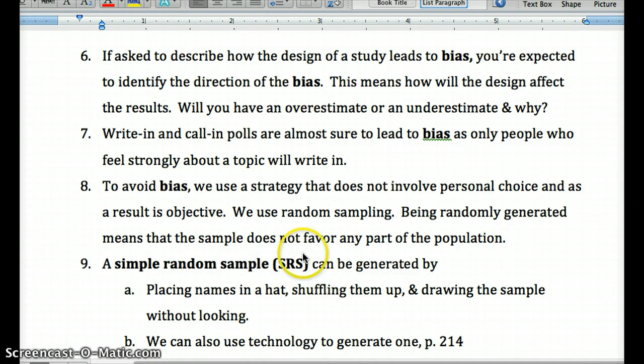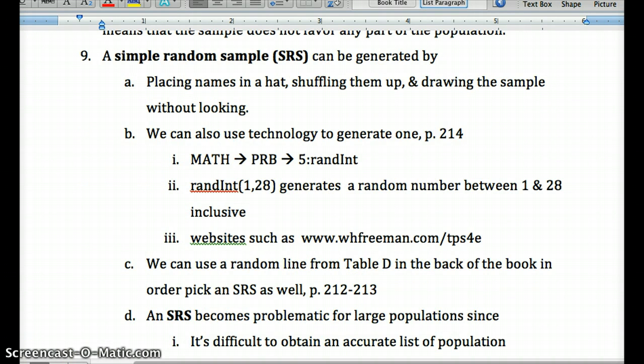So SRS, we'll call it, a simple random sample. And this is how we can generate one. Now when asked on a test, a nice way to describe an SRS, where you don't have to worry about getting caught up in details, is this first one: placing the names in a hat of all the people you're choosing from, a whole population, shuffling them up and drawing the sample without looking. That's random. We're randomizing it, we're grabbing at random.